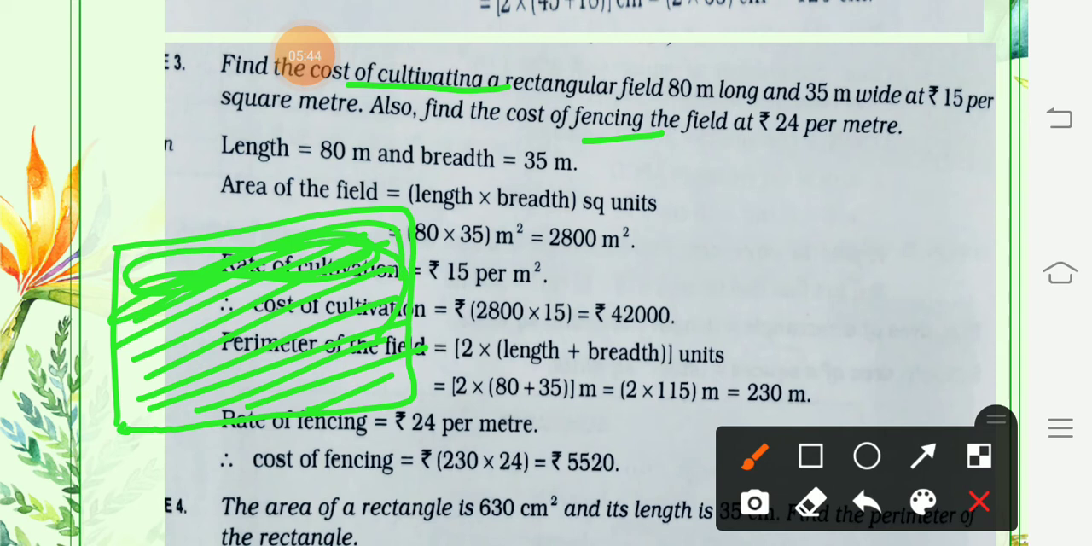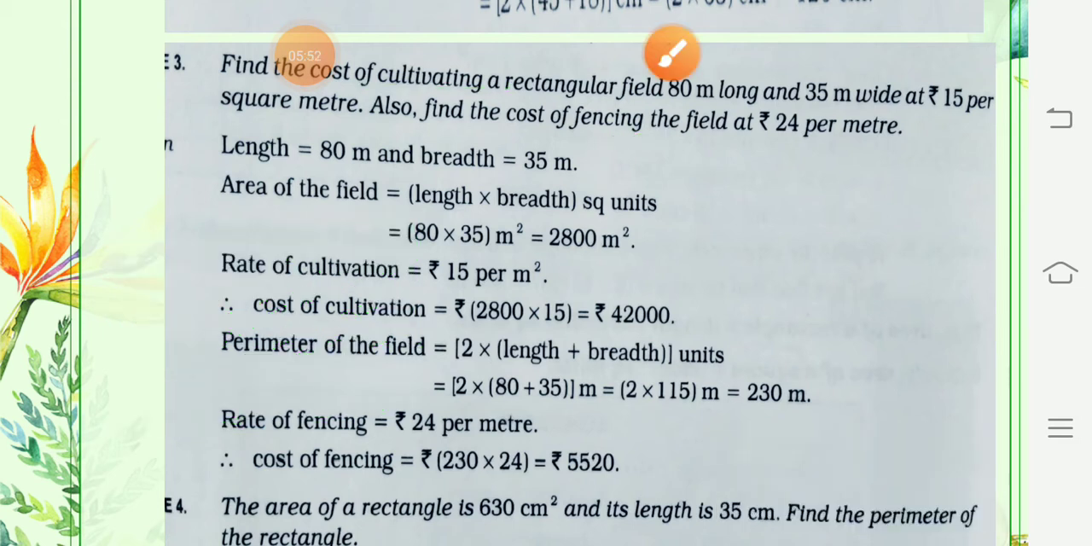Like we want to plant grass in a ground, grazing area, is it okay? This is called a cultivating process. So whenever somebody talks to you about cultivating, get ready that we have to find out its area. So continue with the question.